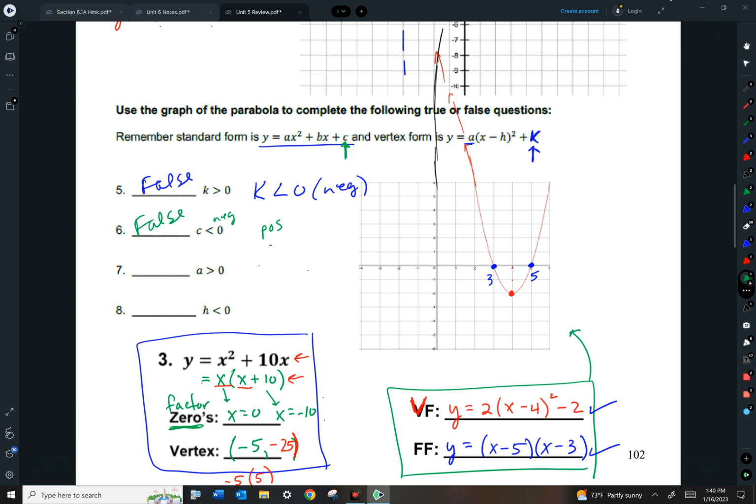And then number 7, is the a number positive? Well, remember, a is from standard form, it's the number out in front. Or you could say it's the number out in front of vertex form, but basically the a is the number out in front. Well, doesn't that a tell you if your parabola opens up or down? And if a is positive, doesn't that mean the parabola opens up? Well, this parabola opens up, so we think a should be positive. Isn't that what this says? a is greater than 0, positive, so that's true.